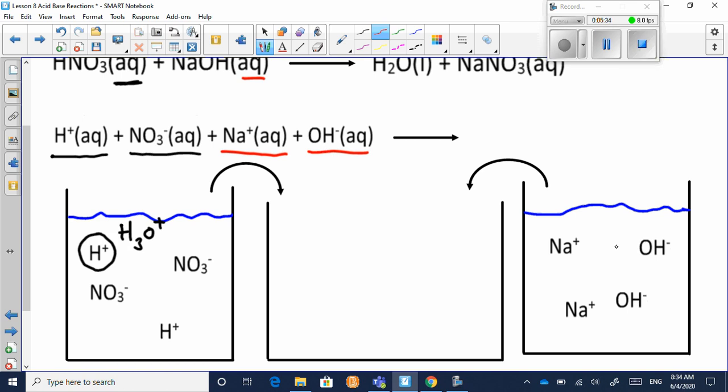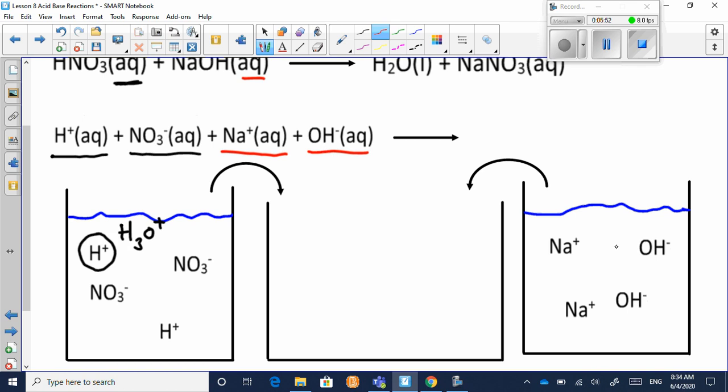So you could tell the difference between these, but certainly from a visual standpoint, they just look like two glasses of water. Okay, well now what I'm going to do is start pouring them together, and you're going to get a reaction occurring.